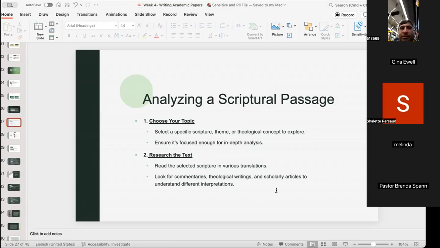You might look for different translations. Remember, I might see something completely different than someone else. So it's important to look at different scripture translations, not just one. Don't focus on just one.